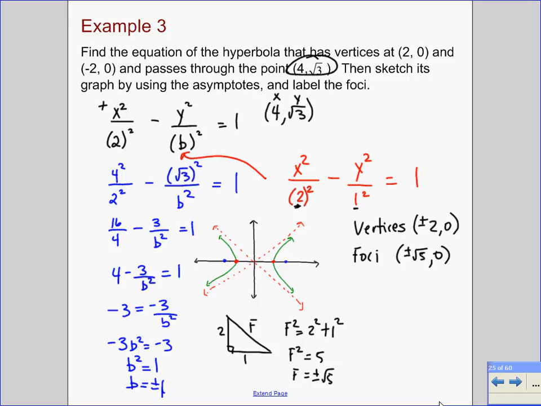And then the last thing we need to find is our asymptotes. Our asymptotes are going to be linear equations, plus or minus rise over run, y over x. So we've got plus or minus 1 over 2 x. And here we have the equation, everything we need. There is one more example in this packet of notes, but we're going to leave that for class as well.